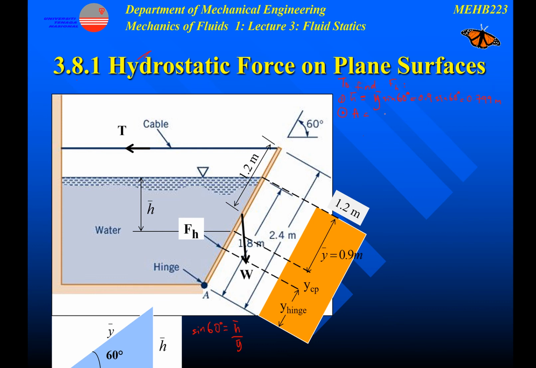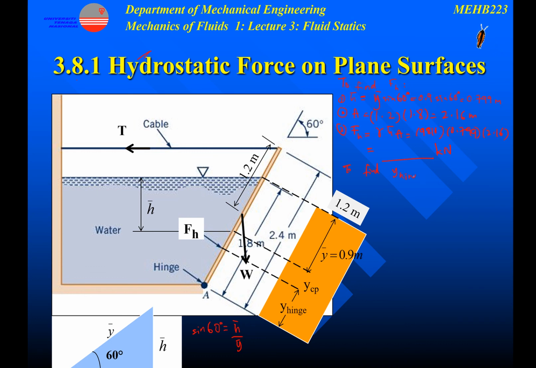The next step is to find the area, the area in contact with water, which is covered by water only. Width times length: width is 1.2 while length is 1.8, so you should get 2.16 square meters. Then only can you find FH. FH is gamma h bar A, so you write 810 times 0.799 times 2.16. You should be able to get the answer in kilonewton.